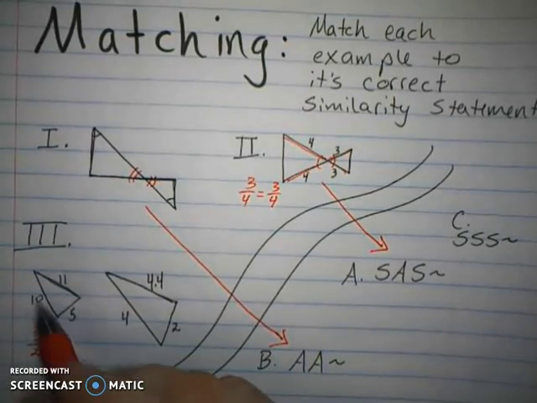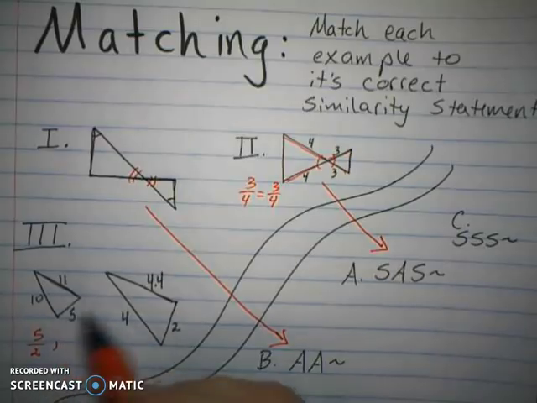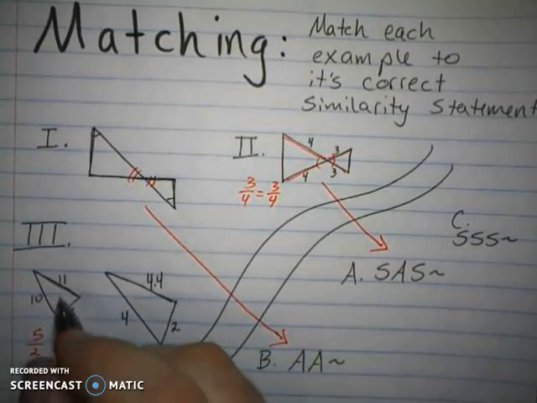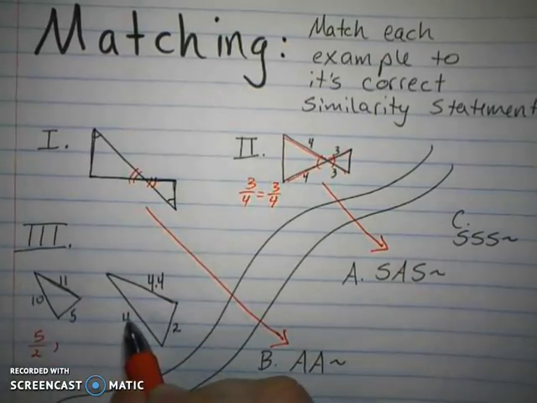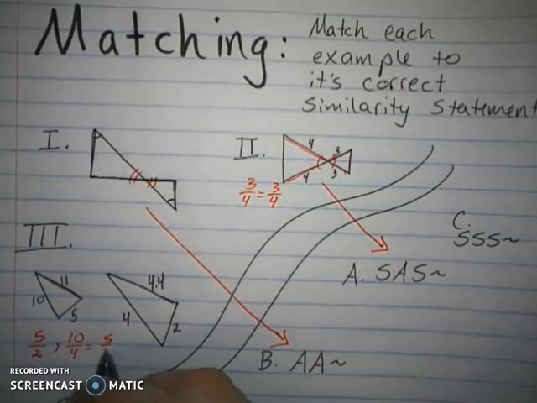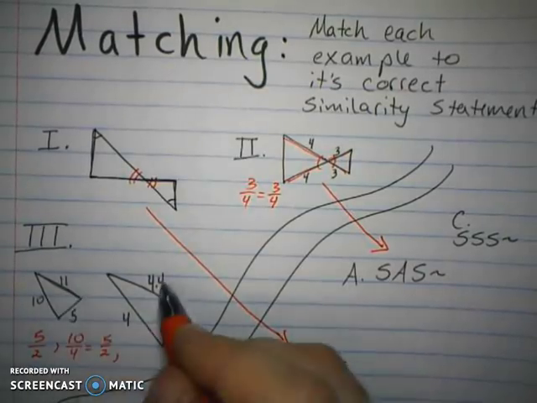Then the other side, 10, is in between 5 and 11, so 4 is the one in between 2 and 4.4. So we've got 10/4, which is 5/2 again. And then we have 11/4.4.